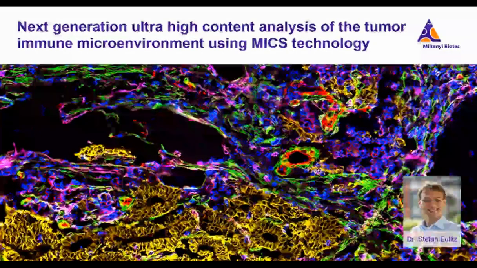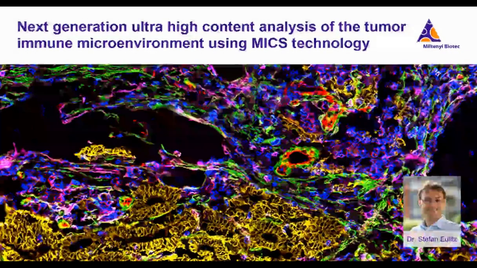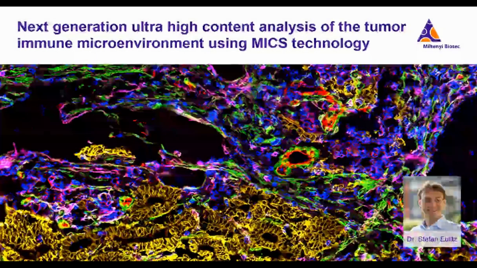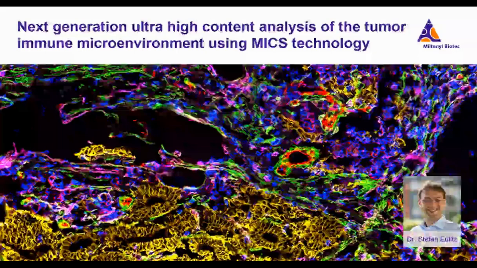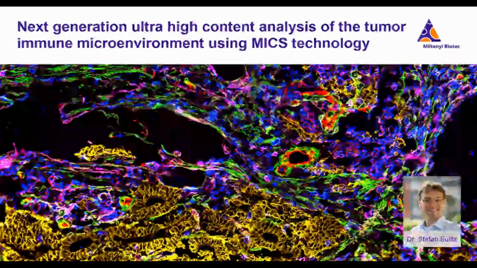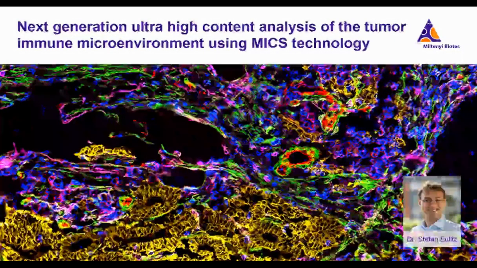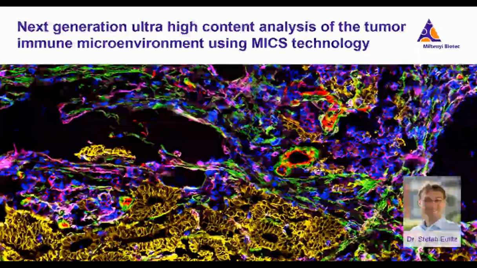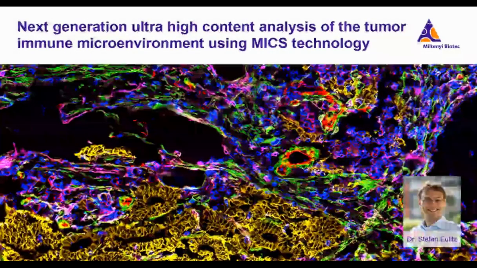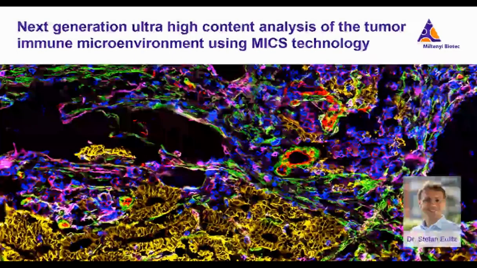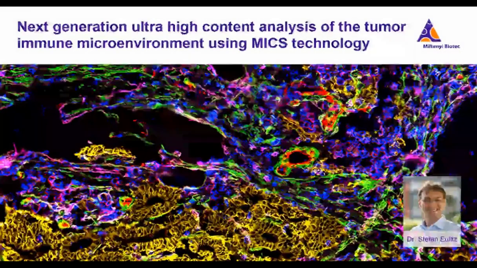Today I would like to show you the next generation of ultra-high content analysis using the MACSima technology. To demonstrate the unique capabilities of the technology, I would like to give you some nice insights into the composition of the tumor immune microenvironment. This structure is a perfect example to explain why it is really important to have the most detailed analysis possible, due to its complexity and variability. But let's start with a short introduction to the topic.